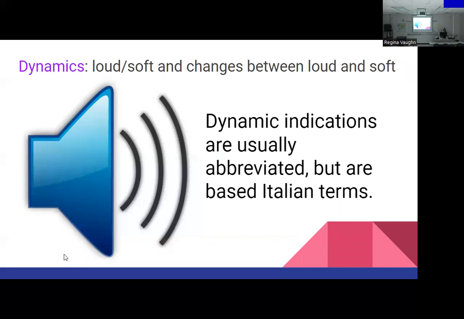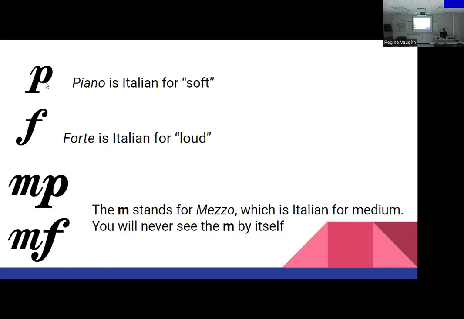Dynamics are loud and soft, and the changes between loud and soft in music. Notice I did not say high and low. High and low refers to pitch, not to dynamics. Dynamic indications are usually abbreviated, but they are based on Italian terms. For instance, this italicized P is piano, which is Italian for soft. This italicized F is forte, which is Italian for loud.